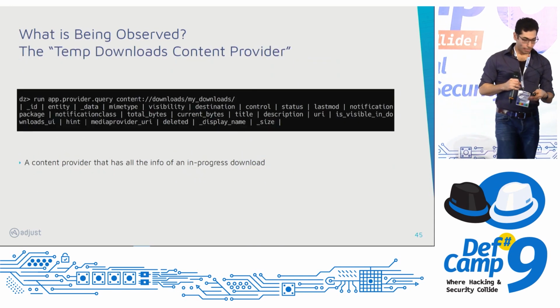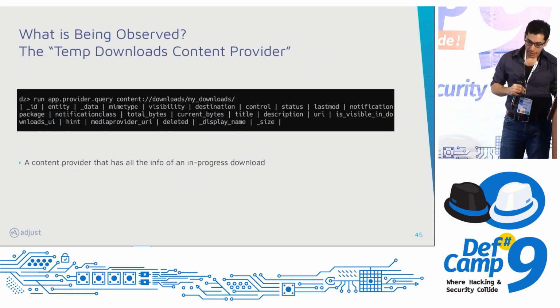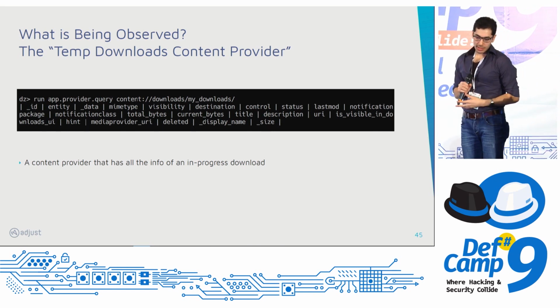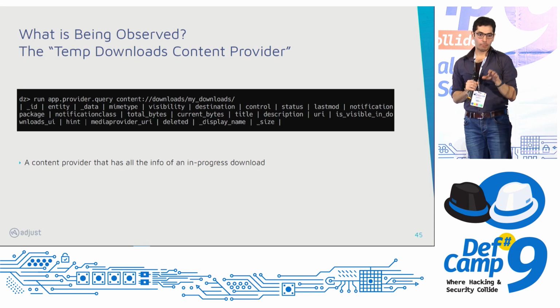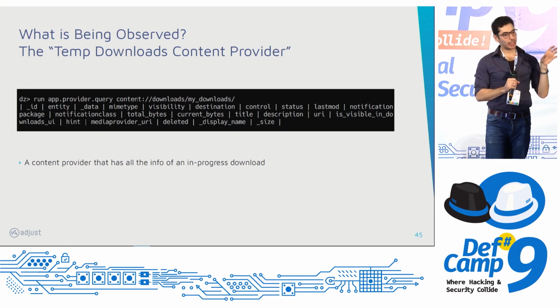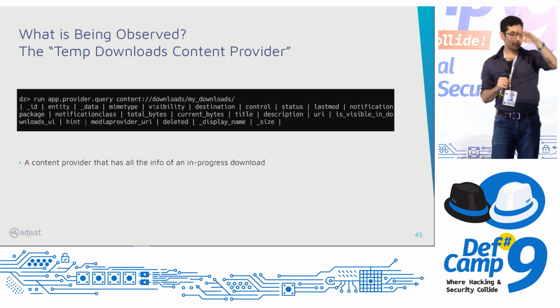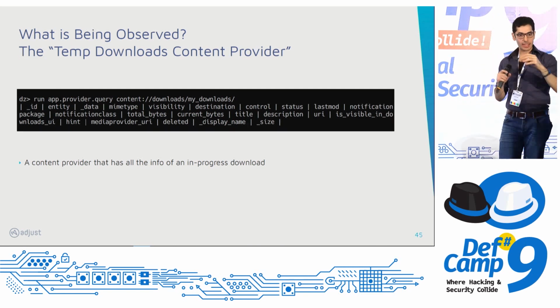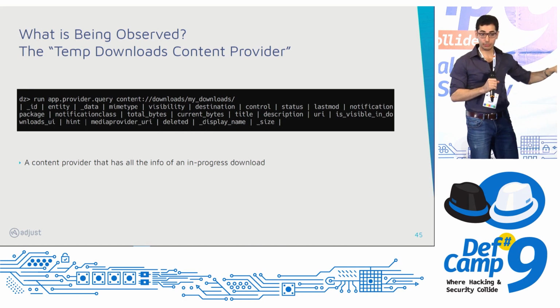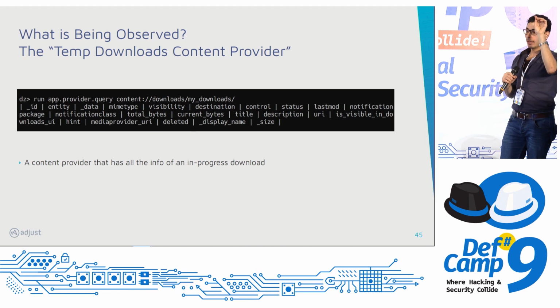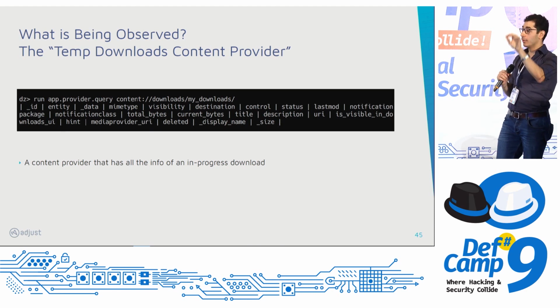So what is being observed? This is not an official naming. I named it by myself. The temp downloads content provider. Basically, whenever Google Play makes a download, it saves the download itself into a temporary directory, collects all the data, collects all the packets, assembles it, and then it stores it into another content provider. This is the temporary one. When Google Play starts the download of an app, this is where it puts the downloaded files, the packets.